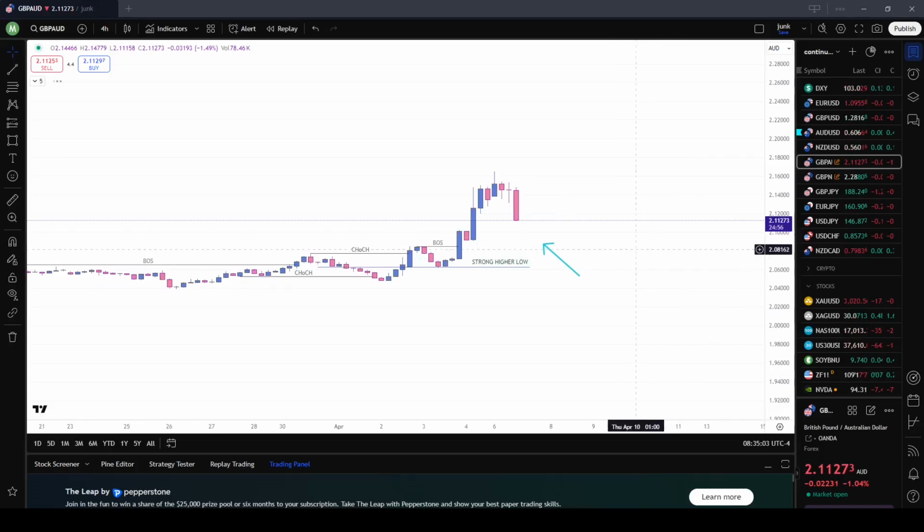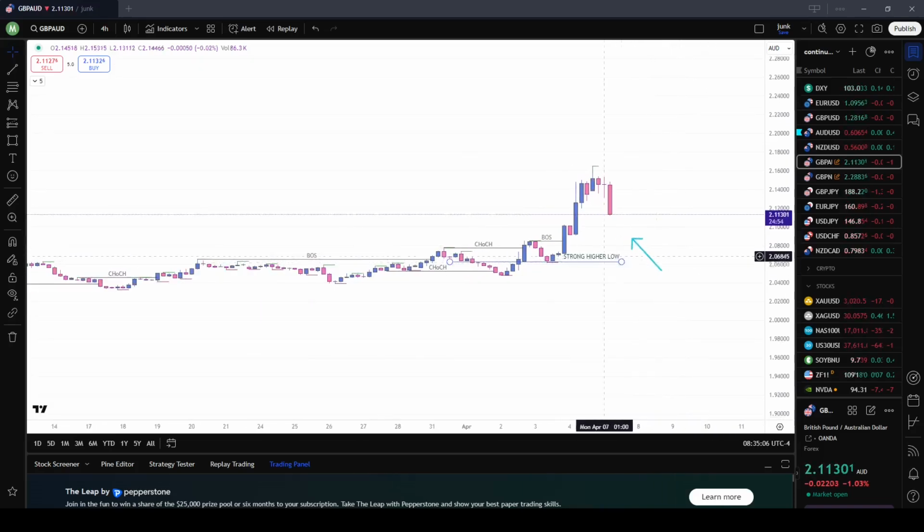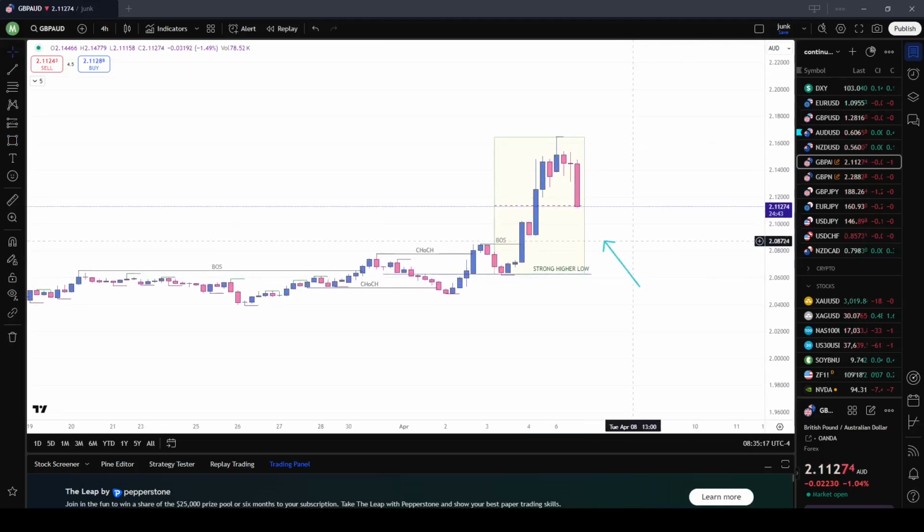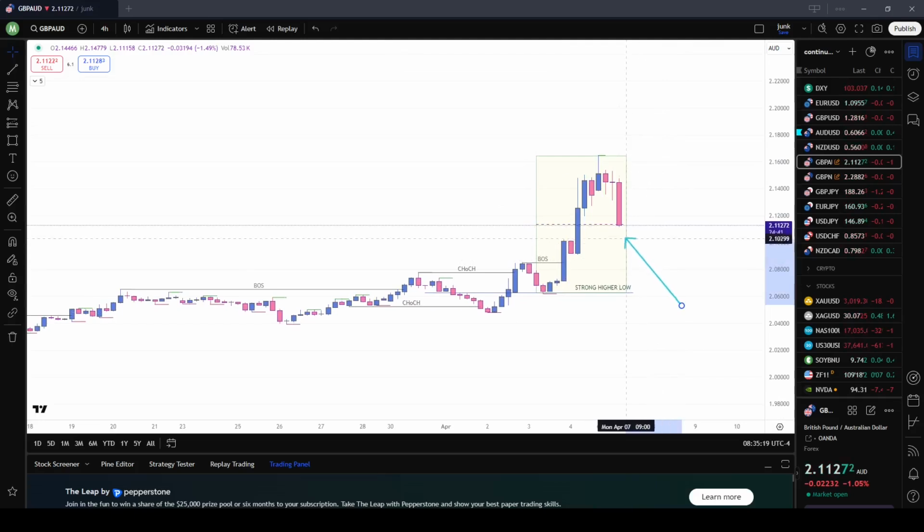GBP AUD. Let's map out the current range. This is the higher low. Prices continue to push up. Now it's retracing back into discount. So now we're looking for any type of buying opportunities.